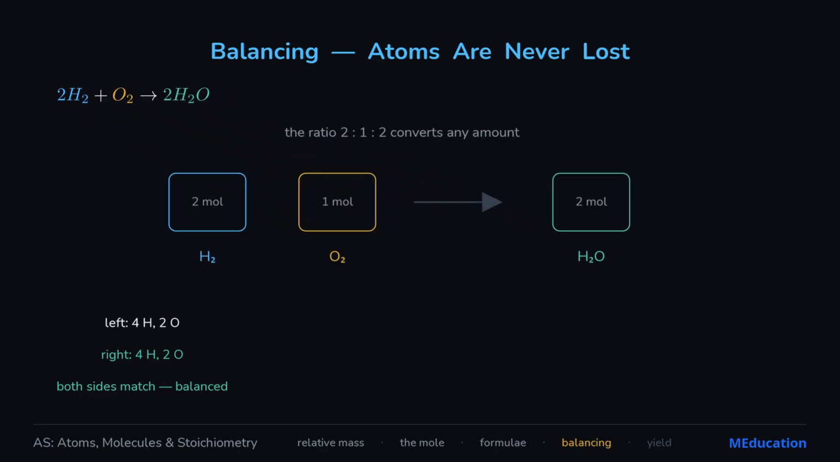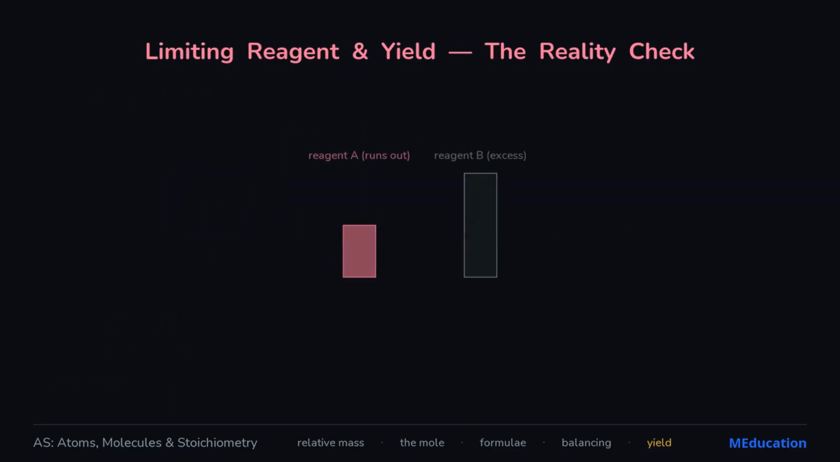Those big numbers in front, the stoichiometric coefficients, are the whole reason we bothered with moles. They are a mole recipe. 2 moles of hydrogen react with exactly 1 of oxygen. So if a question hands you the moles of one substance, the ratio instantly gives you the moles of every other. The equation is a conversion table.